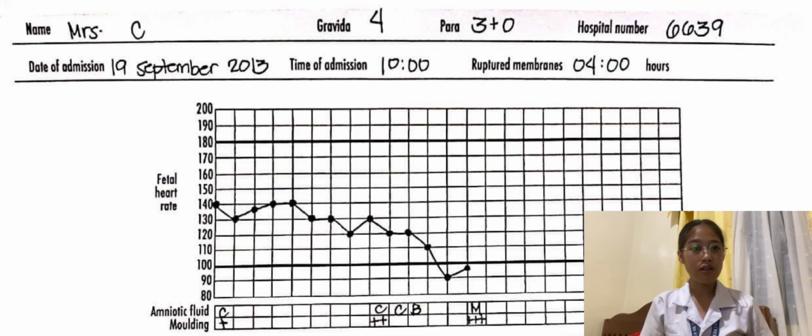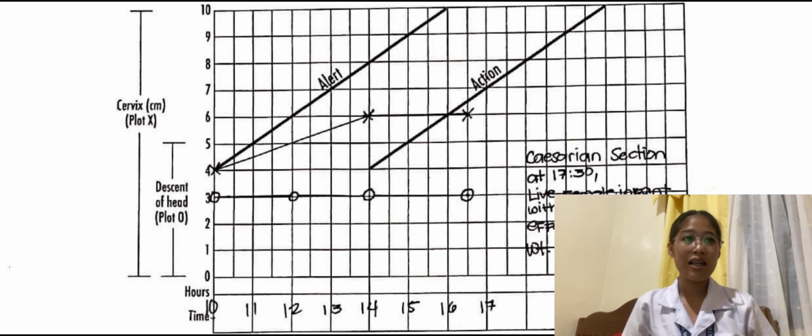And below the amniotic fluid, we have the molding. So molding is a term used in obstetrics to describe the degree of overlap of the fetal skull bones during labor. It is also an important parameter that helps healthcare providers assess the progress of labor and identify any potential complications. The next section consists of plotting for cervical dilatation in centimeters, or what we call the plot X, or the descent of head, which is the plot O.